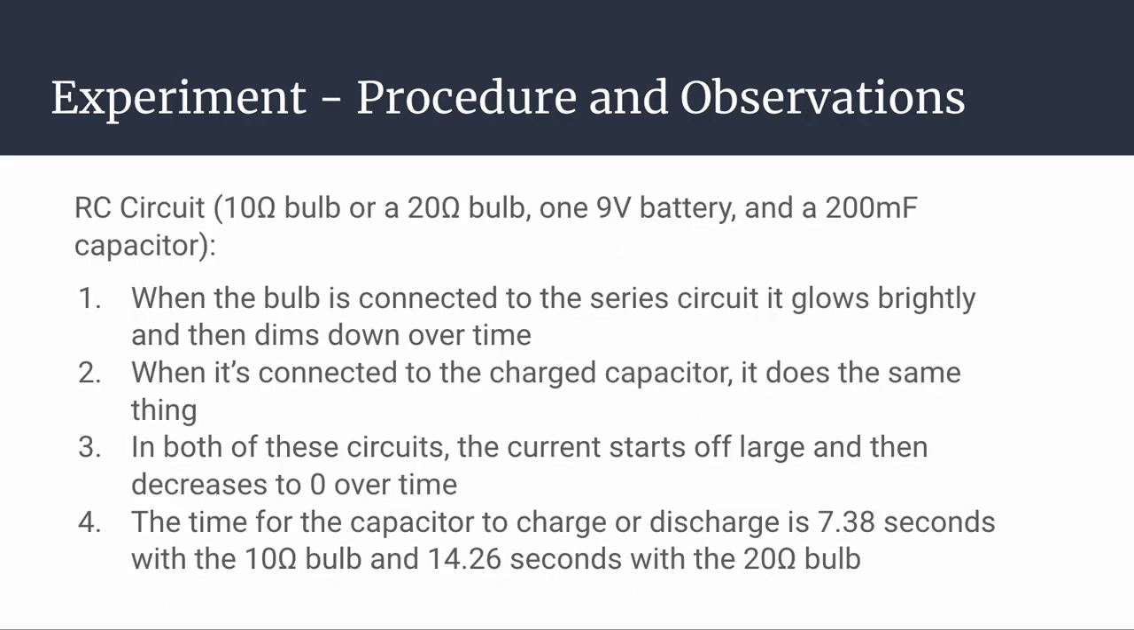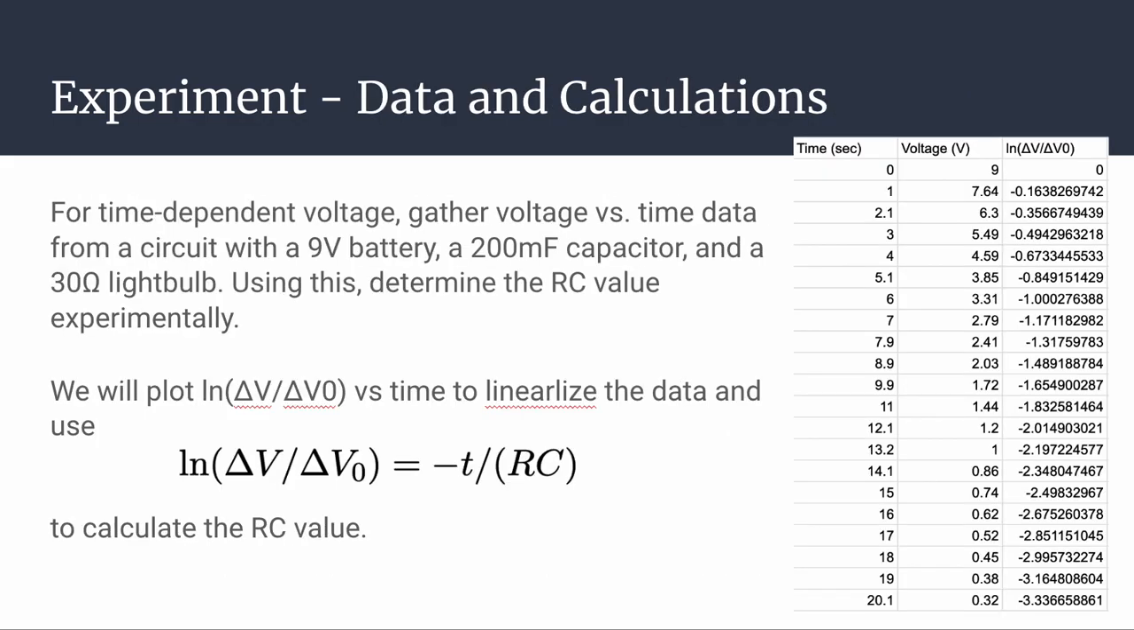And then for the second portion of the lab, with the RC circuit, we have various components that we used here. And when the bulb is connected to this series circuit, it glows brightly and then dims down over time until it stops shining. And then when it's connected to the charged capacitor, it does the same thing. In both of these circuits, the current starts off large and then decreases to 0 over time. And the time for the capacitor to charge or discharge is 7.38 seconds with the 10 ohm bulb and 14.26 seconds with the 20 ohm bulb.